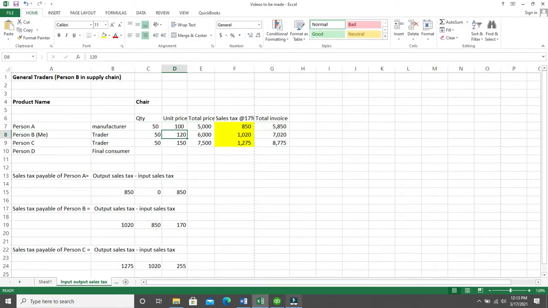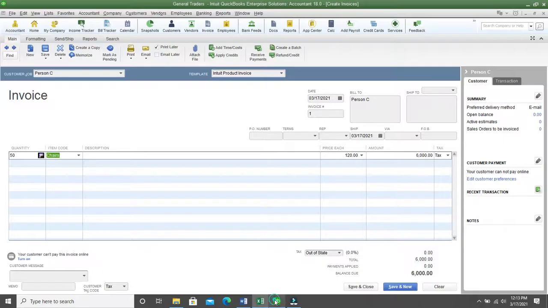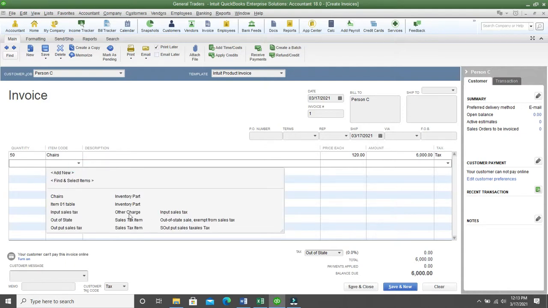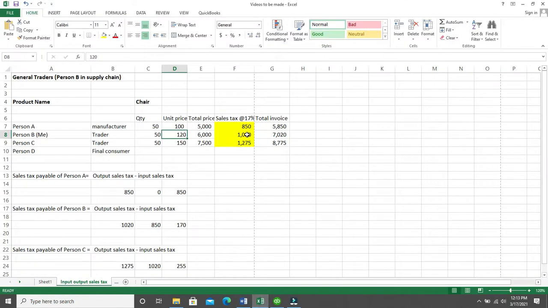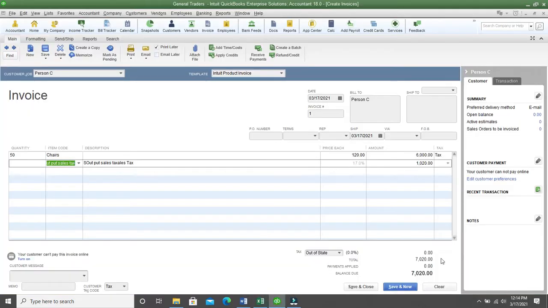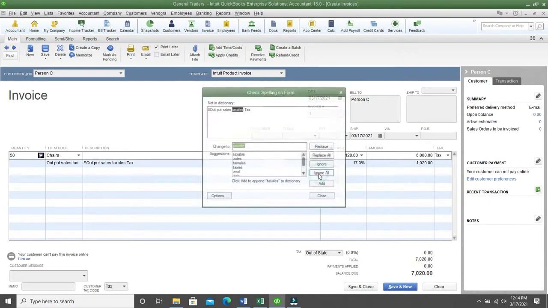So I shall record the output sales tax there. Go to the next column, select the item code. Now you can see that here it is, output sales tax. Select this and it will automatically create the sales tax of 1020 at 17%. Check it against my illustration: there it is 1020, and the total invoice is 7020, and the output sales tax is 1020. So save this transaction. I'm saving it. I'm ignoring these spelling mistakes.